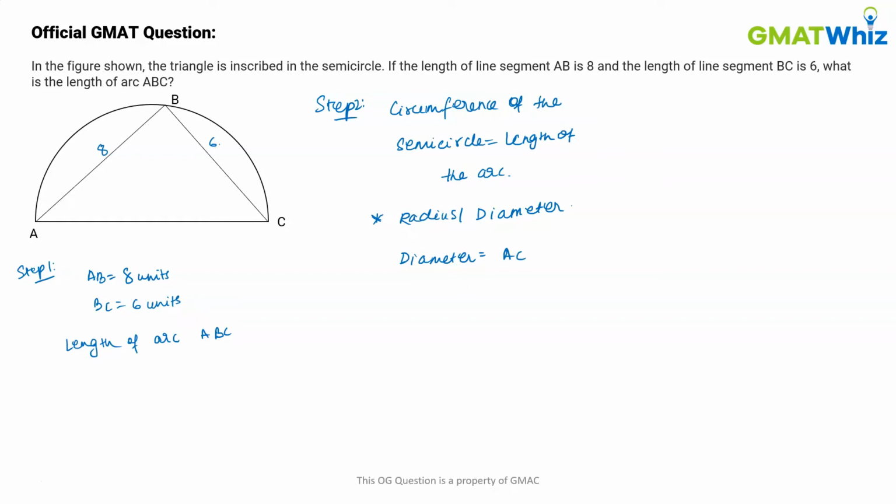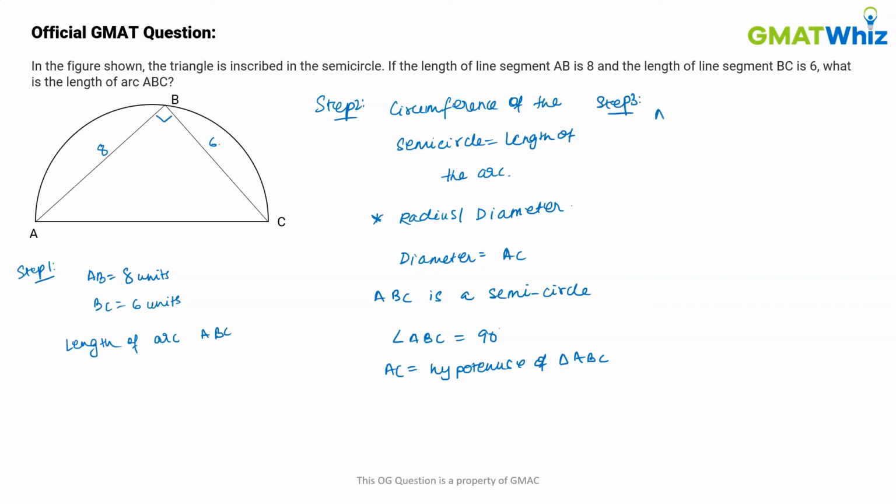Now, keep in mind that ABC is a semicircle and thus the angle ABC will be equal to 90 degrees, because the angle in a semicircle is equal to 90 degrees. So this is a right angle triangle and AC is the hypotenuse of triangle ABC. So if we find the hypotenuse, we can get the diameter, using which we can find the radius and thus the circumference of the semicircle. So let's calculate the values in step 3.